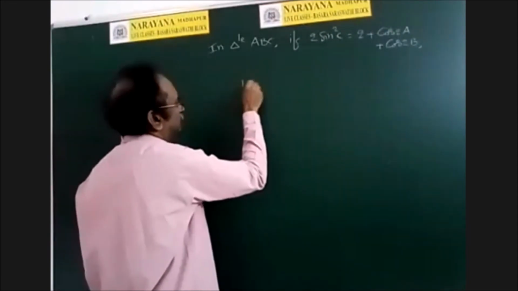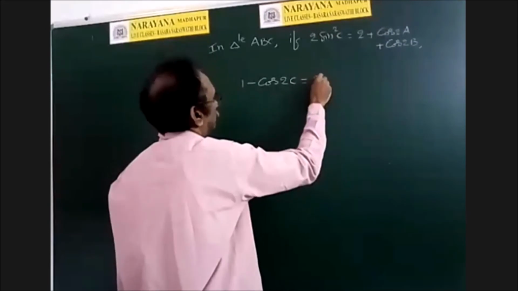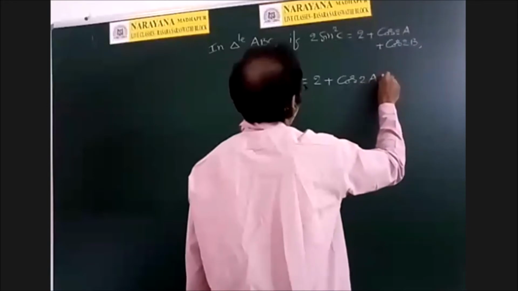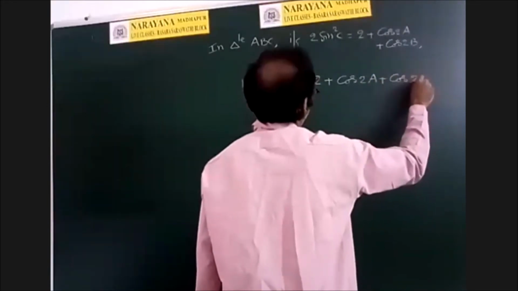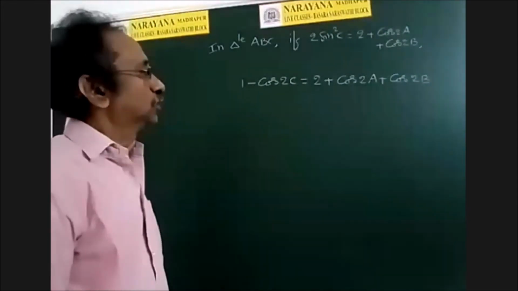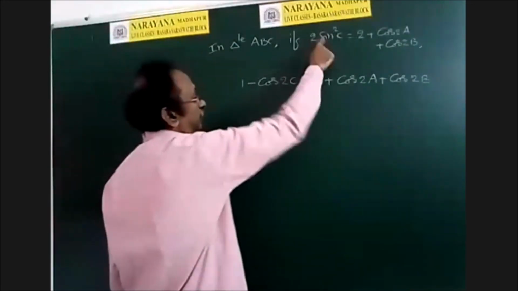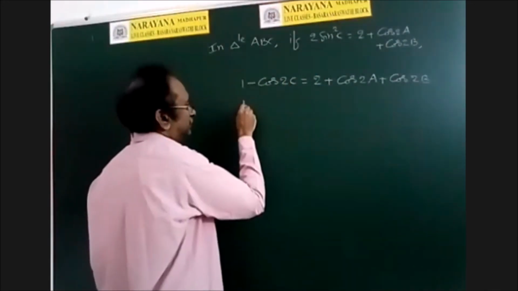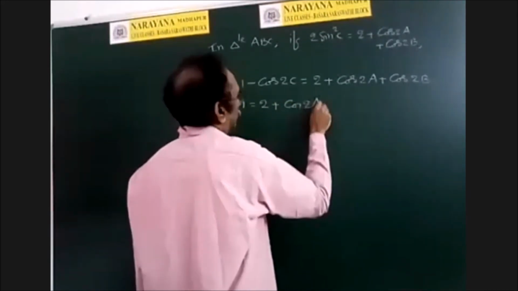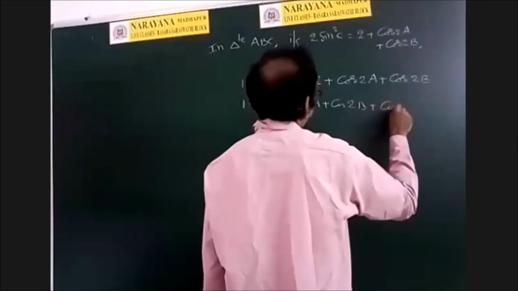So 2 sine square C is 1 minus cos 2C, which is equal to 2 plus cos 2A plus cos 2B. Because 2 sine square C can be written like this, in the next step, 1 is equal to 2 plus cos 2A plus cos 2B plus cos 2C.